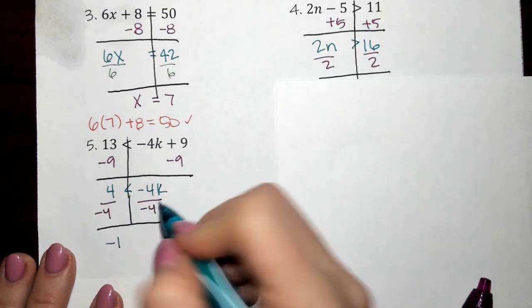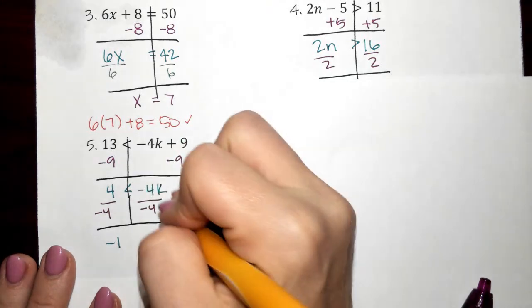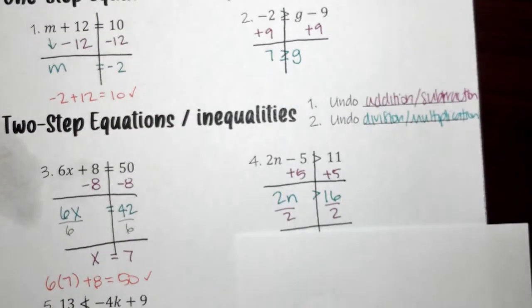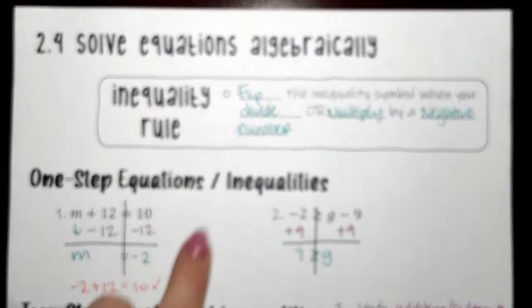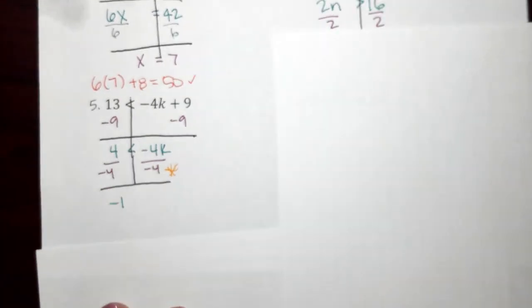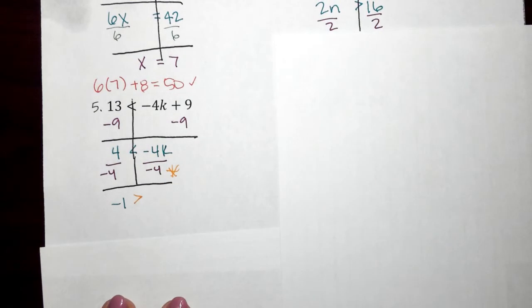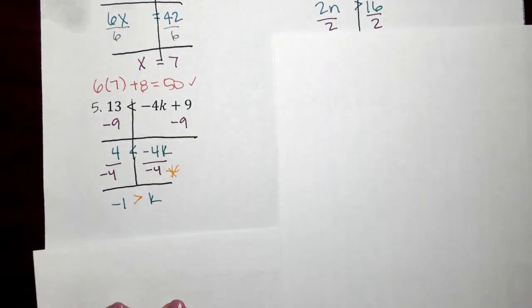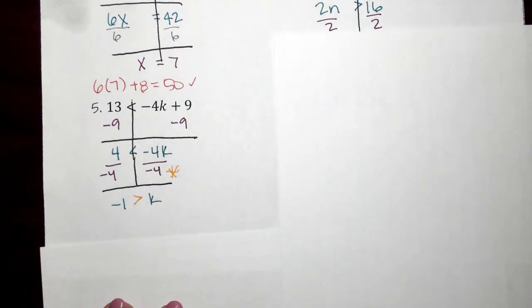Because I divided, that's where this rule comes into play. I divided by negative 4. Now I flip my sign. Negative 1 is greater than k.